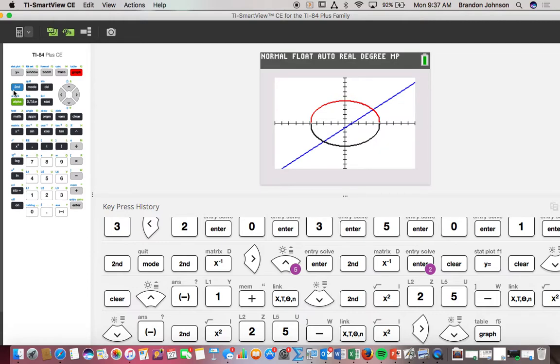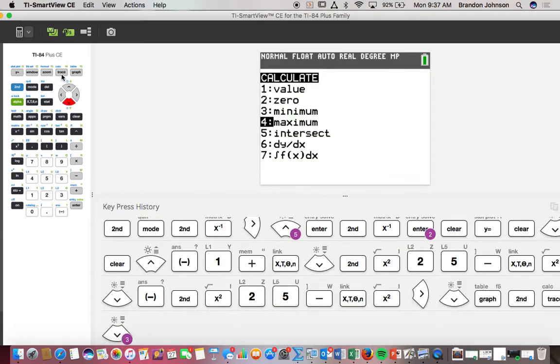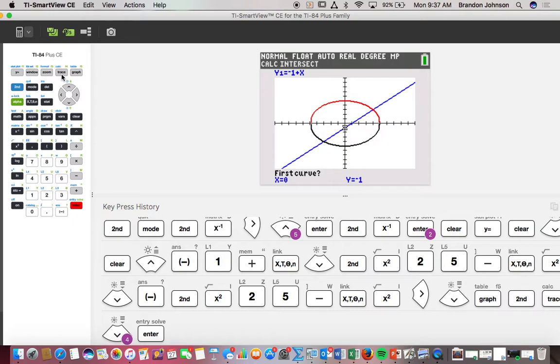All right, so this time I'm going to go to second, trace, and this is where I go to that intersect function, right? Okay. And so my first curve, I'm doing this line right here, okay? So I'm just going to press enter. Doesn't matter where it's at on that line. Press enter. You just press enter a bunch of times.